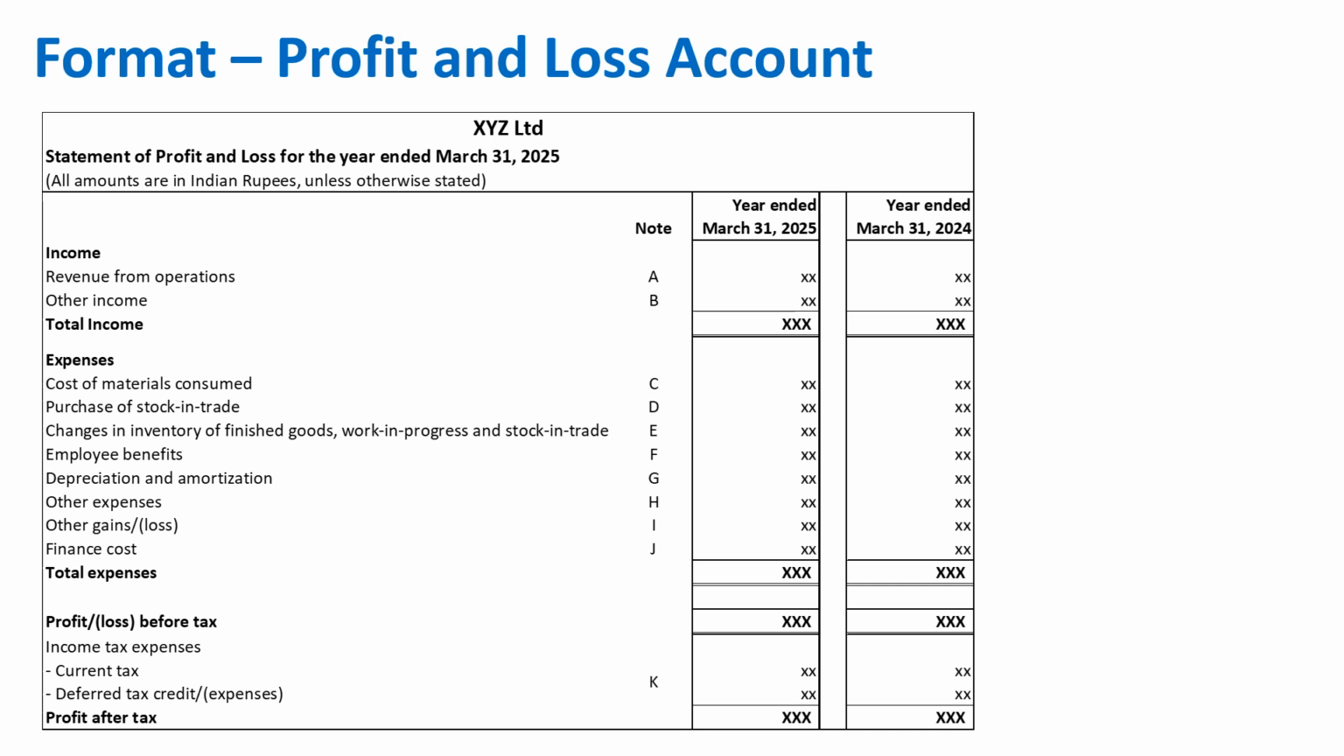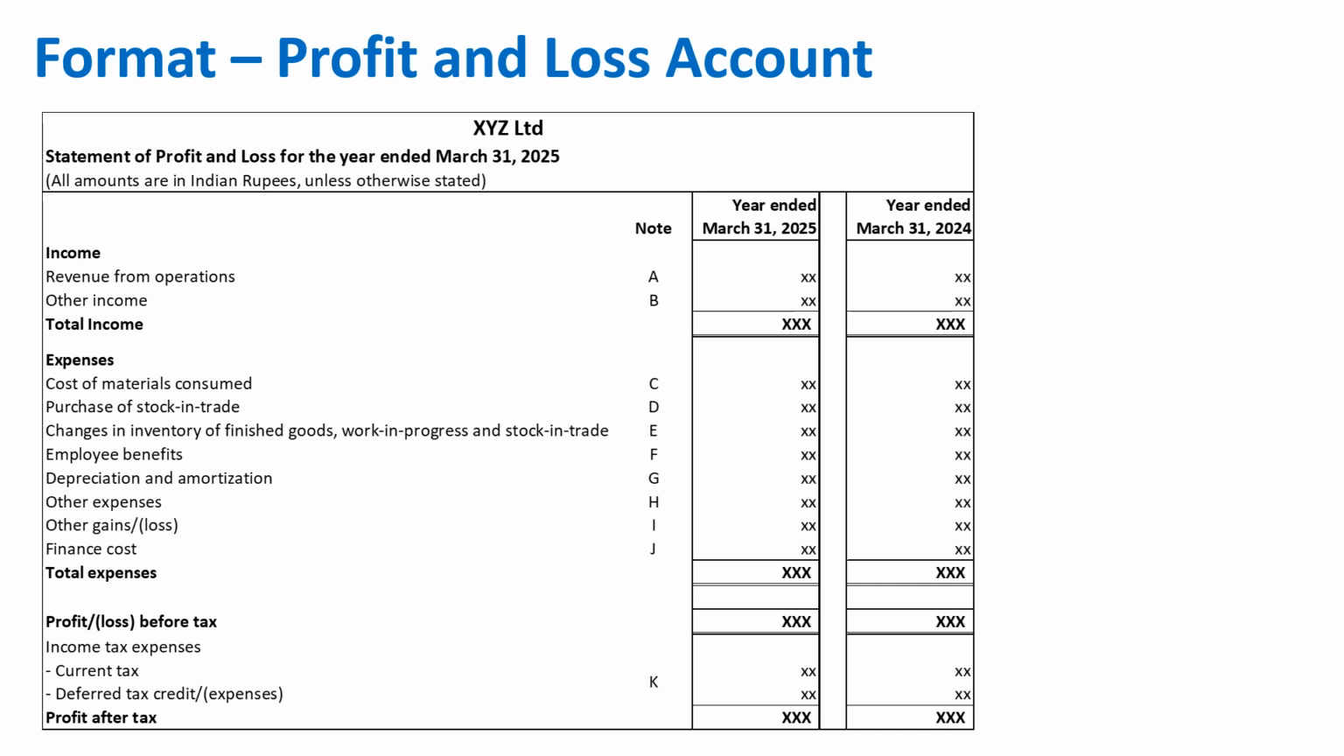Now coming to the items, here we have income, and under income you have revenue from operations, other income, and then you have total income, right? And then you have expenses. Under expenses, you have cost of material consumed, purchase of stock in trade, change in inventory of finished goods, WIP, and stock in trade. Then you have employee benefits, depreciation and amortization, other expenses, other gains, finance cost, total expenses.